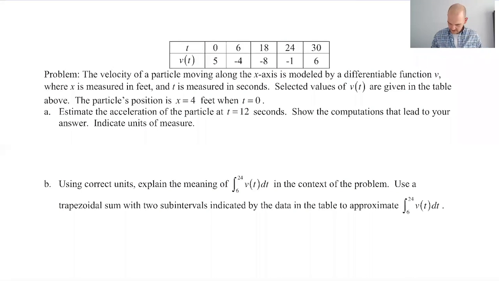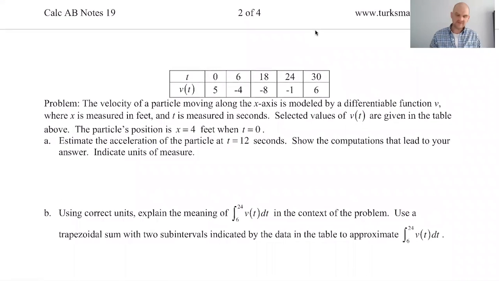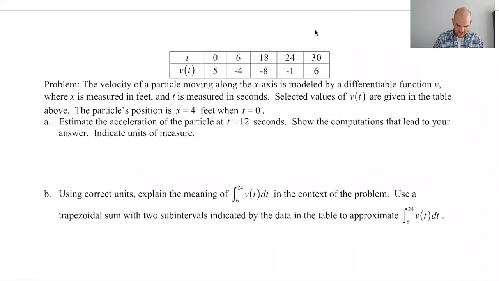All right, we're back. We're on page 3 of notes 19 of Calc AB, where we're talking about motion and antiderivatives, but we're also talking about motion and derivatives. So there's a lot of velocity, acceleration, speed, distance traveled, displacement questions going on. Those are the things I think of when I think of motion and calculus. So let's see what we can do.